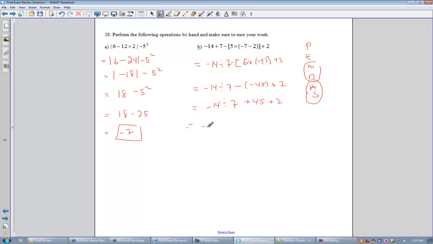So this is equal to minus negative 14 divided by 7, negative 2, right? Plus 45 plus 2. And then I can do the addition if you want. All right, so the addition gives me 43. Then I add 2, which gets me back to the 45. So 45 is my answer for this one.